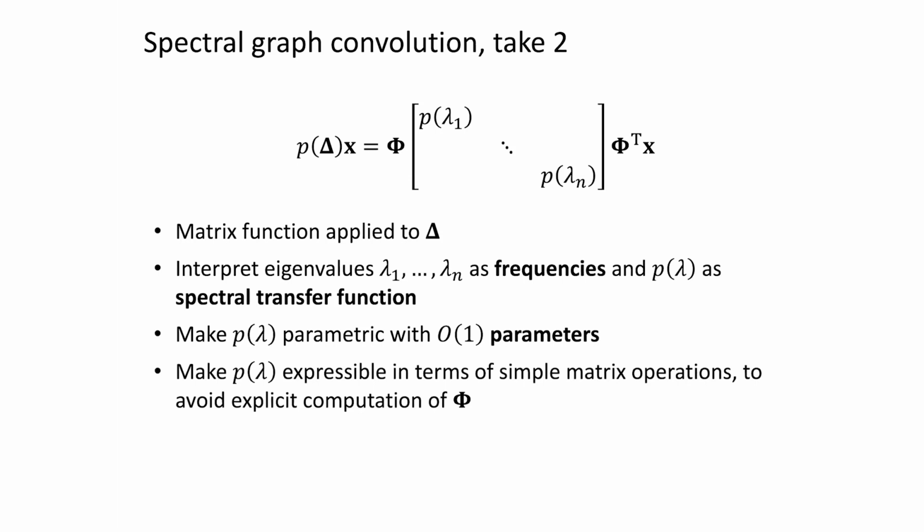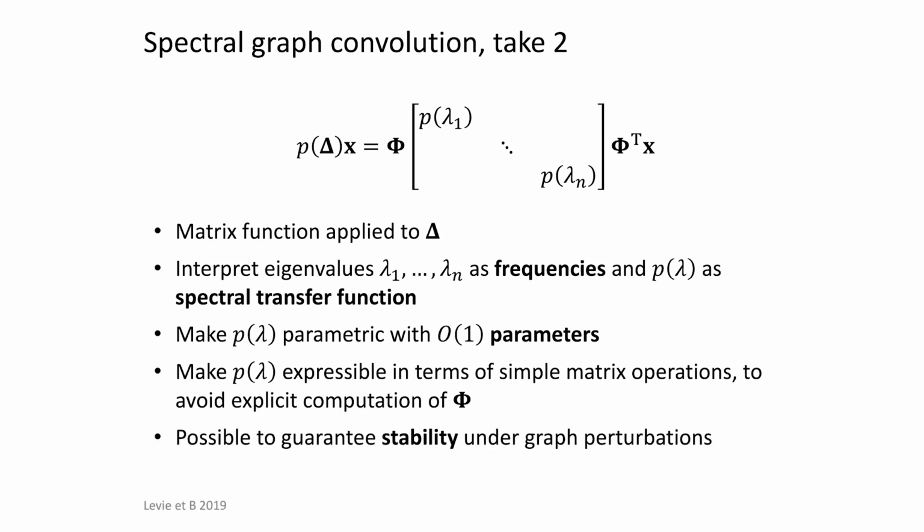If we make this function expressible in terms of simple matrix operations, such as matrix powers or matrix-vector products, we can avoid the explicit computation of the eigenvectors altogether. We'll see it in a second. And it is also possible to guarantee stability under graph perturbations for some types of such functions. And it is also possible to guarantee localization, at least in some sense, either localization or exponential decay.